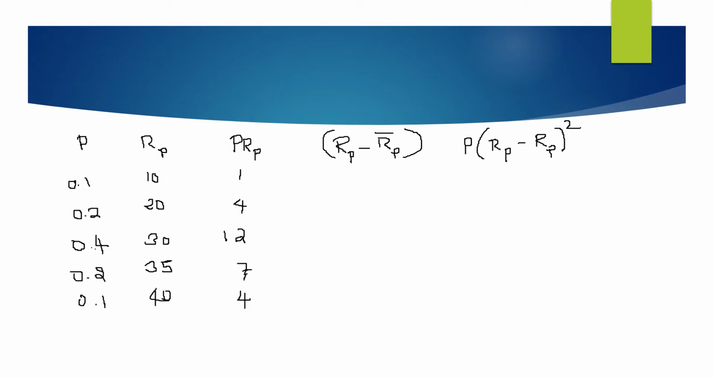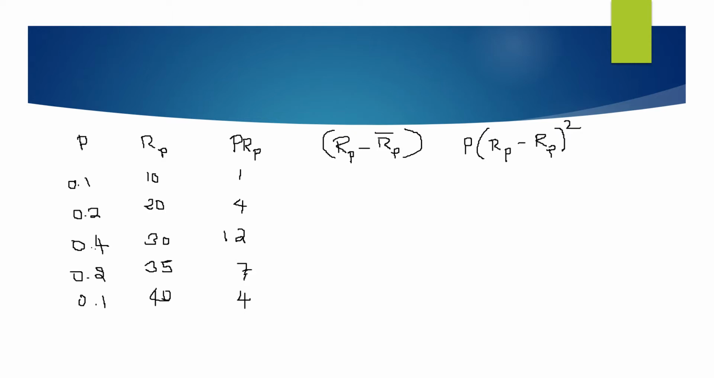This is the solution for the second problem. Here we have to calculate the expected return and standard deviation of stocks P and Q. First, the probability is given, and the return from stock P and the return from stock Q are given. First we have to find out the expected return of stock P.